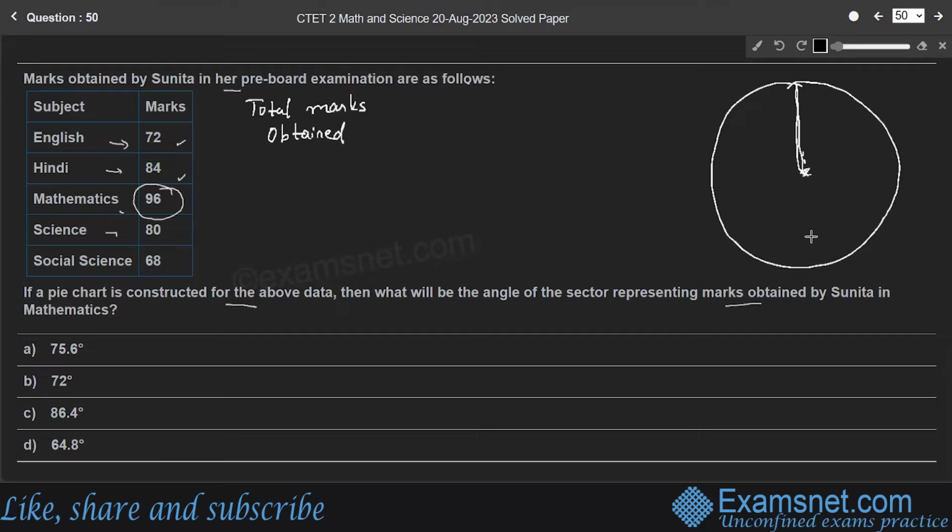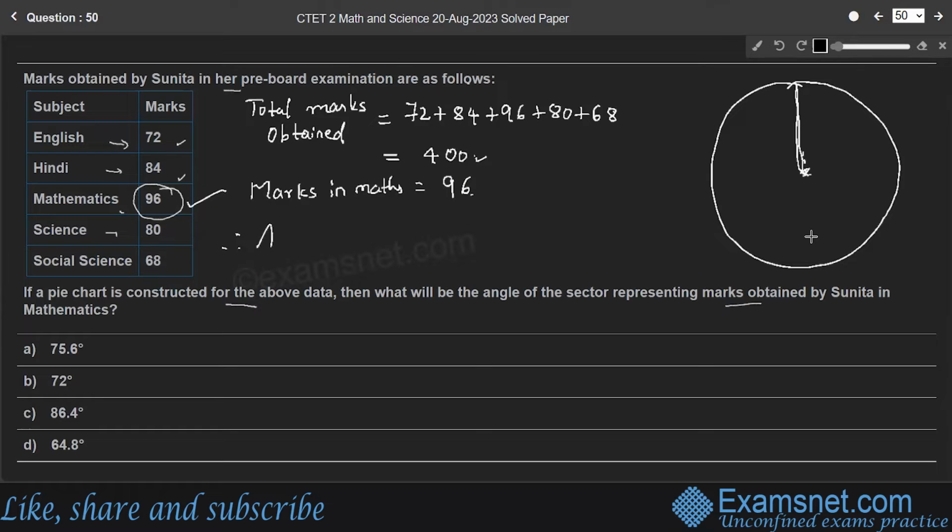The total marks obtained by her is the sum of all marks: 72 in English, 84 in Hindi, 96 in mathematics, 80 in science, and 68 in social science. Totally, she got 400 marks, right? So out of 400 marks, marks obtained in mathematics is 96. Therefore, out of the 360-degree angle in a circle, what angle represents the marks obtained by her in mathematics? In mathematics, she got 96.